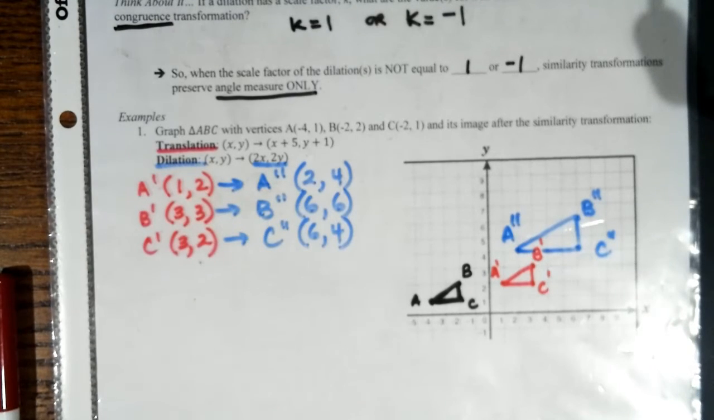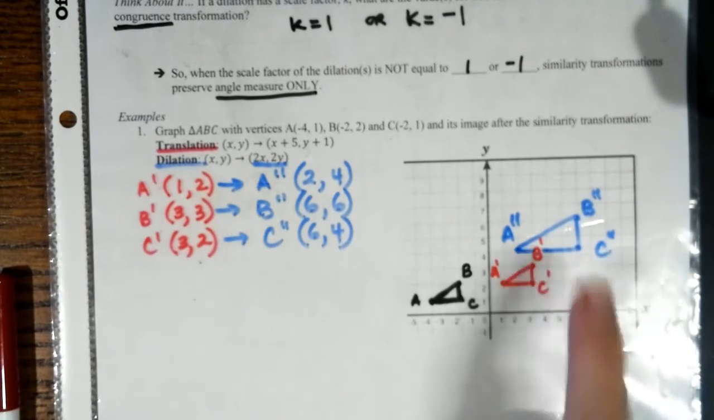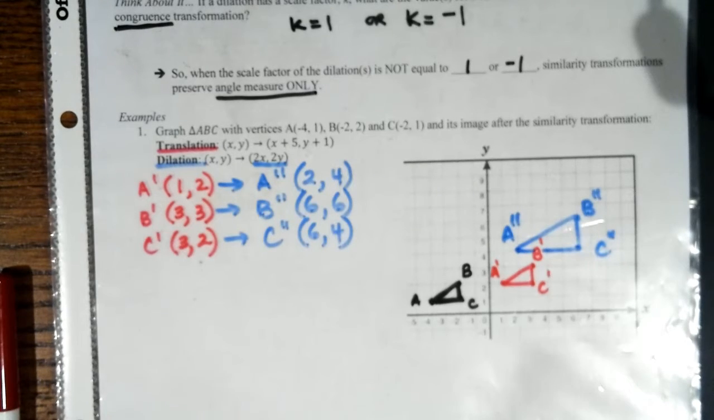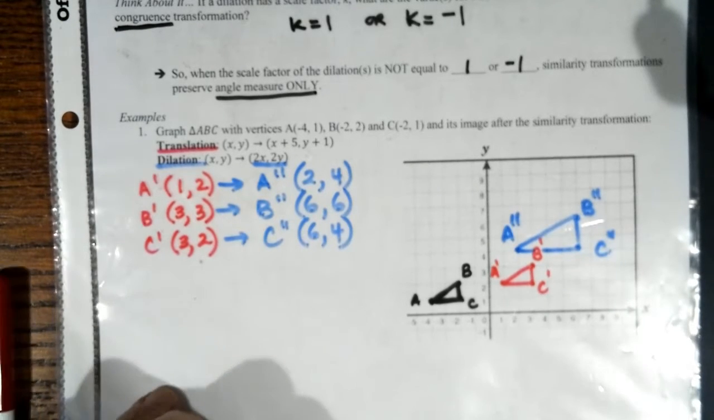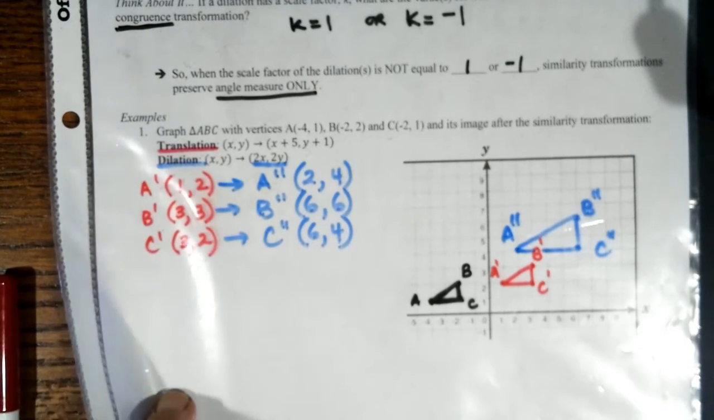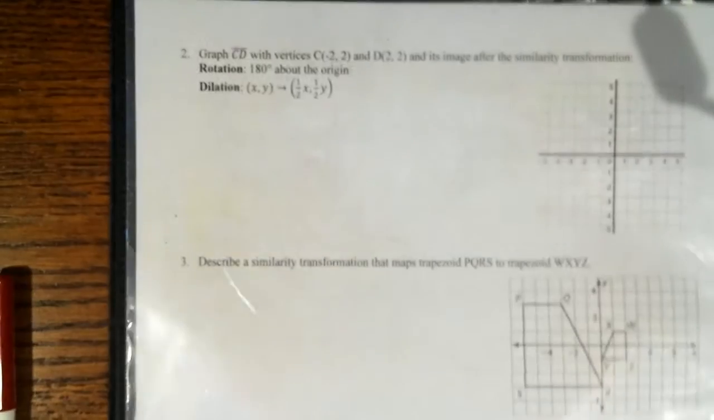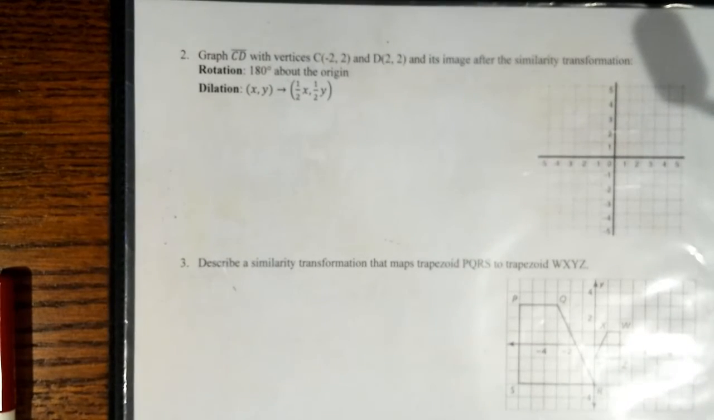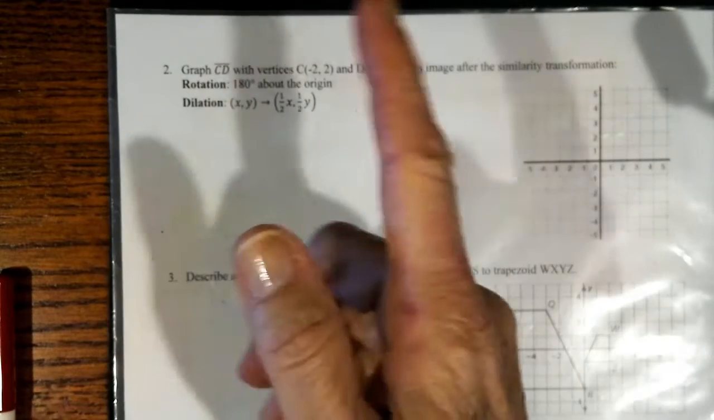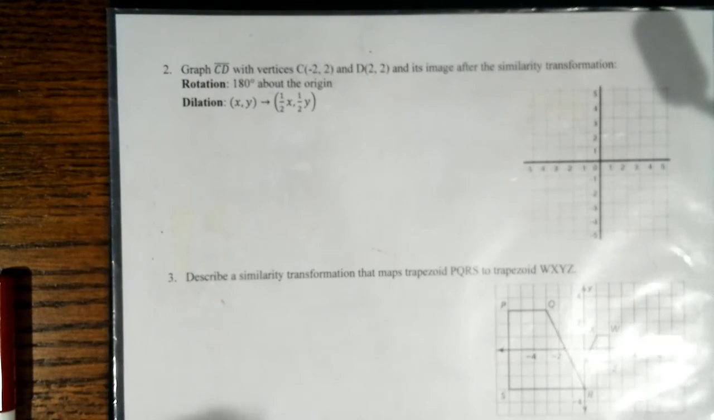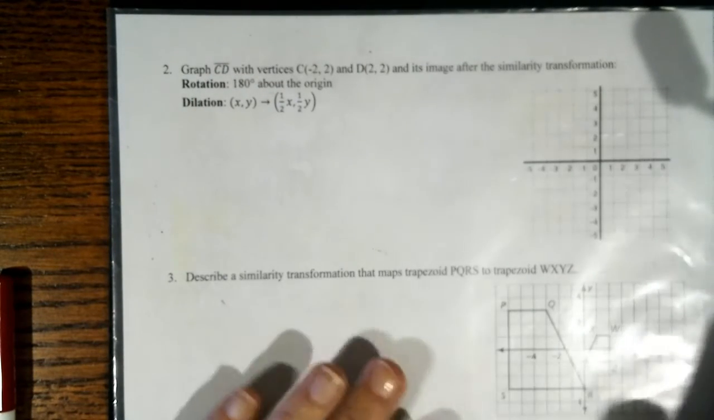We're going to do another one. And instead of it getting bigger, you may guess this, it's going to get smaller. So let me turn the page. Hopefully you're all ready for this. As you can see, this is just a line, or a segment. So we're going to graph CD with these vertices.